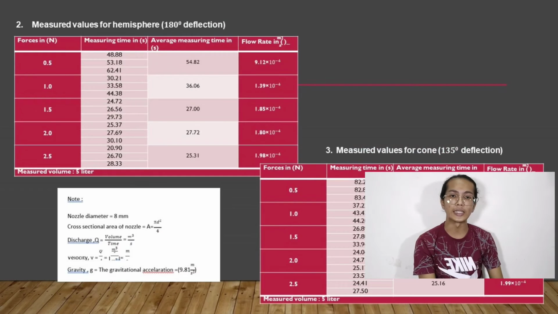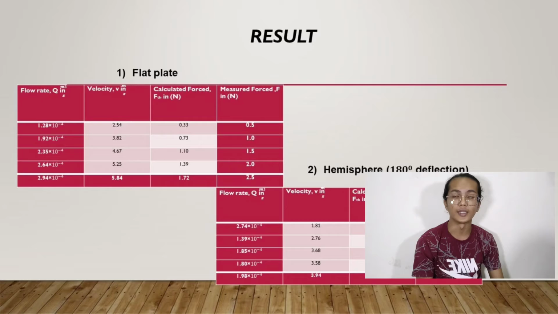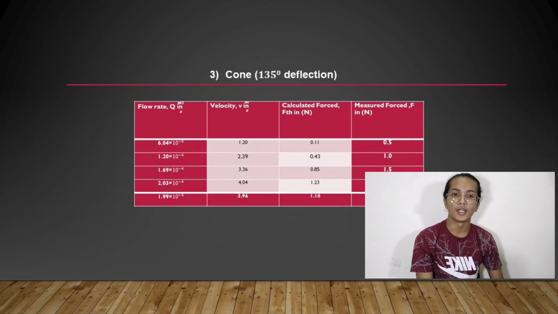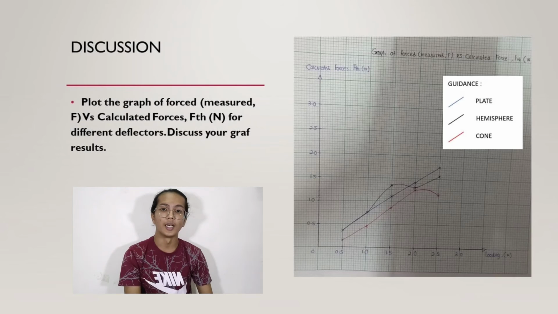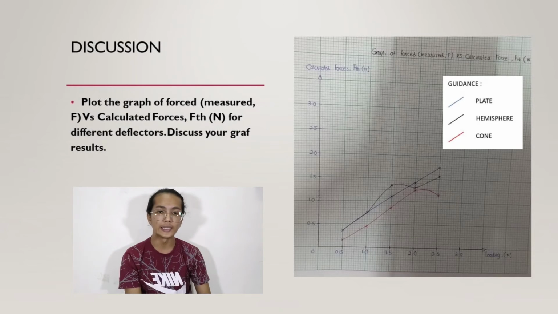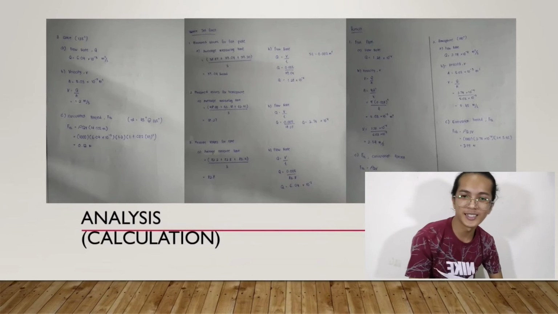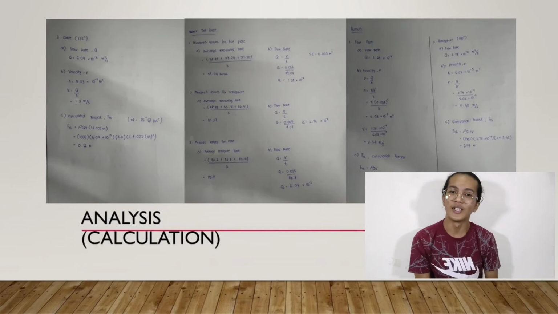Now the data for the experiment. Discussion: comparison of the four bodies by completing the table below. Plot the graph of force measured versus calculated force for the different deflectors. Discuss your graph result. Now, discussion for the graph.